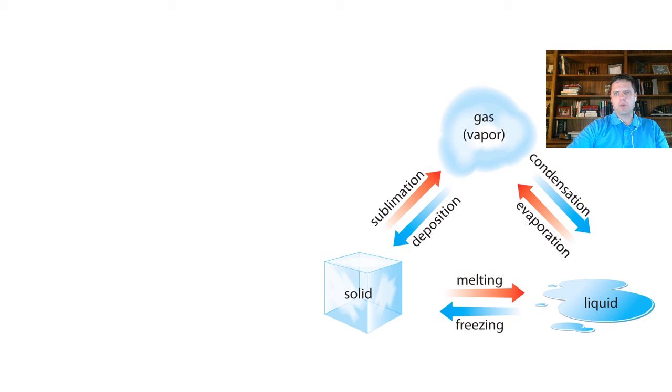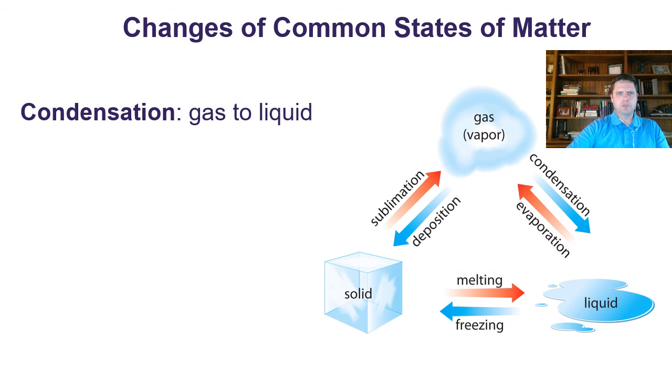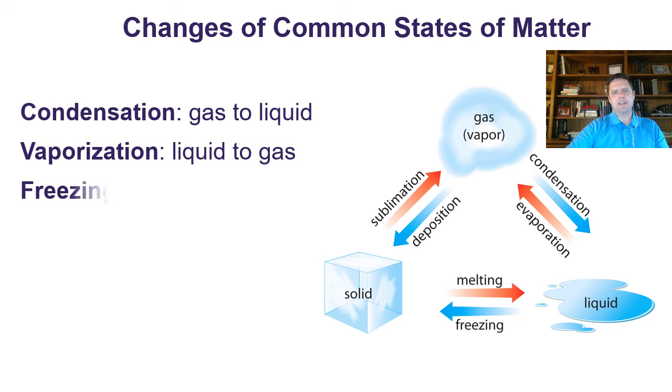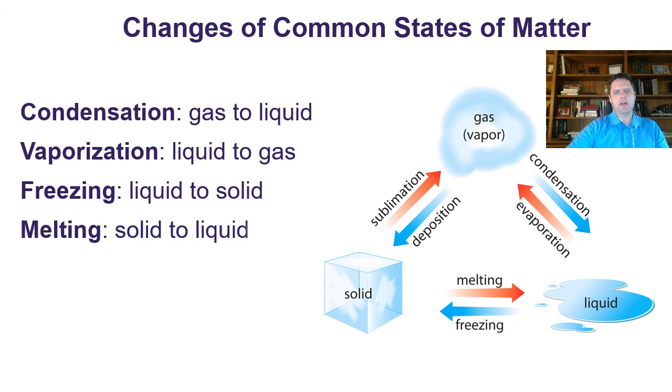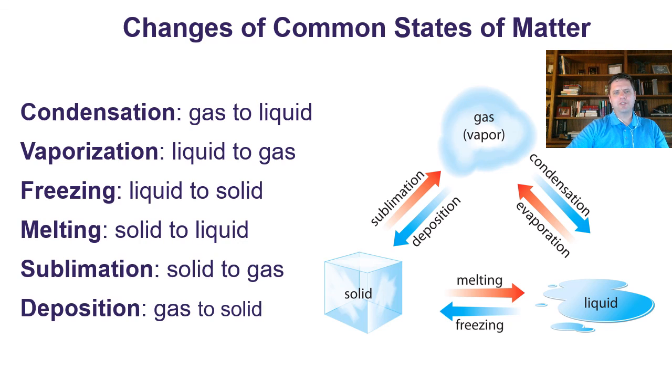So here's a chart with all of these on it. Condensation is when we go from a gas to a liquid. Vaporization is liquid to gas. Freezing is liquid to solid. Melting is solid to liquid. Sublimation is solid to gas. And deposition is gas to solid. So you need to be familiar with those six different changes of state of matter. You can go over these slides a few times if you need to.